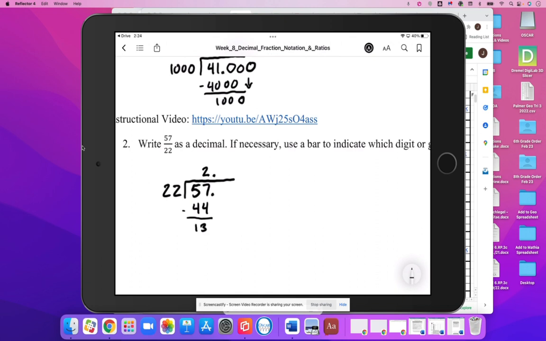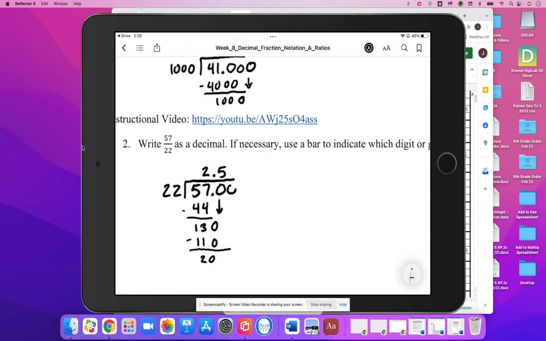Now 22 does not go into 13, so I need to add a 0 and bring that 0 down. Now I've got 22 trying to go into 130, which I think is going to go in there 5 times. Let's try it and see what we get. 110 is what we get. And so 130 minus 110 is 20.